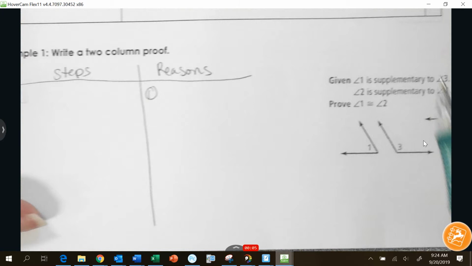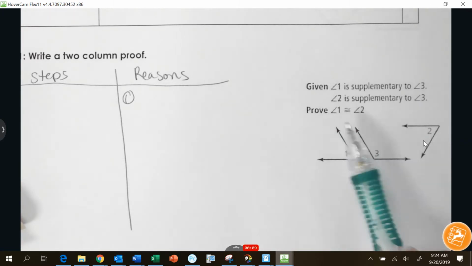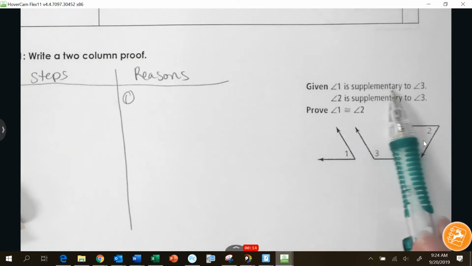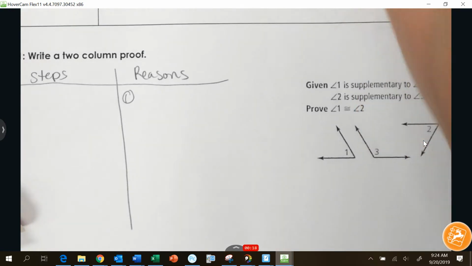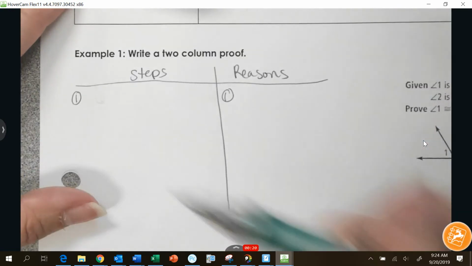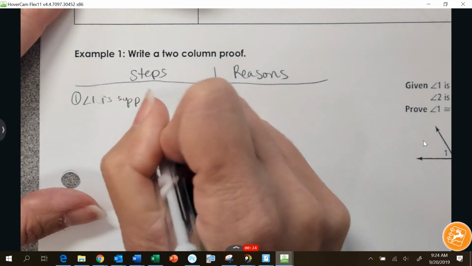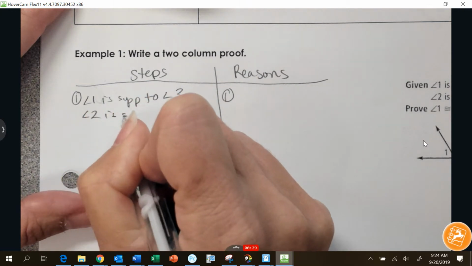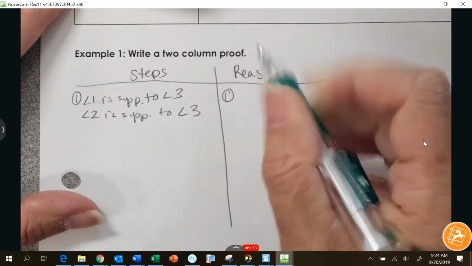So when you go to start a proof, it will have information that's given to you, and it will tell you what you have to prove. Right over here, it is given to me that angle 1 is supplementary to angle 3, angle 2 is supplementary to angle 3. That's my given. It literally says the word given right there. So we're going to write angle 1 is supplementary to angle 3, angle 2 is supplementary to angle 3, and our reason is given.